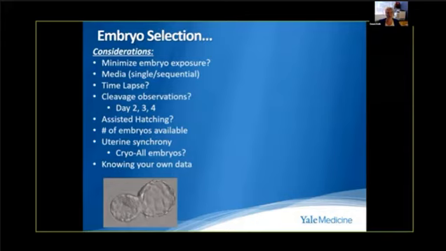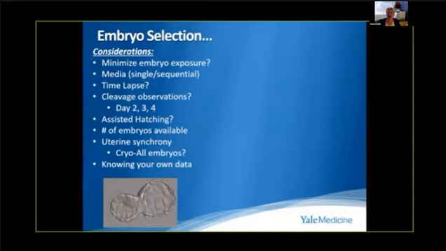Or are you doing cleavage observations? Are you using those cleavage observations on day 2, day 3, day 4? Are you really using the data that you're collecting? And one of the things that I notice when I go out to a lot of different labs is they're busy writing all the data down, but they don't necessarily utilize that data to make clinical decisions. So I think it's all something to think about and be introspective about.